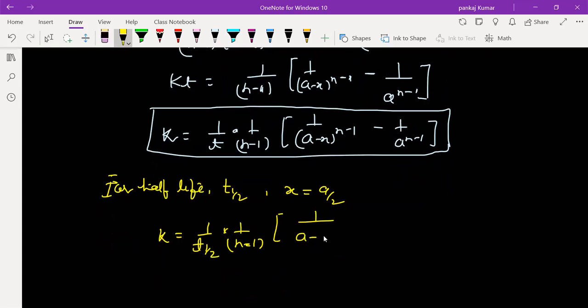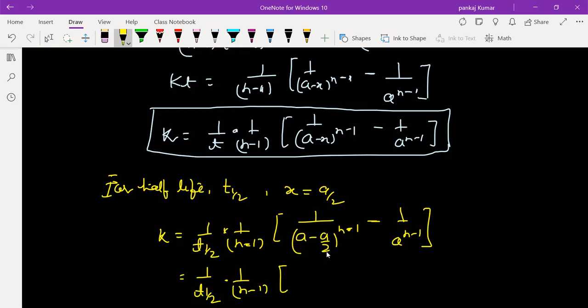1 divided by a minus a by 2 whole n minus 1. And this is a to the power n minus 1. So 1 by t 1 by 2 into 1 by n minus 1. This whole becomes a by 2 only. So this divided by a by 2 to the power n minus 1. This will be a to the power n minus 1. Right. So how much will the value become?